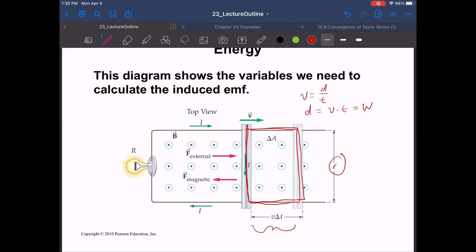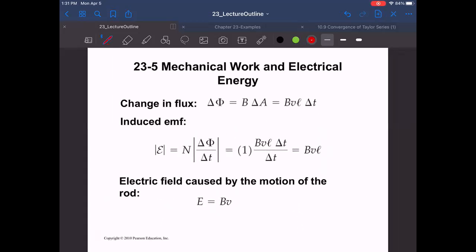Those two things multiplied together, V delta T, tell us the change in area. Then we can figure out how much the flux changed and therefore how much EMF is induced. The change in flux is B times delta A, because we're changing the area, not the strength of the magnetic field. So it's B V L delta T, because V times delta T is the width. Our induced EMF, the magnitude of it, is epsilon equals N times the change in flux, B V L delta T over delta T. Those cancel. We only have one turn, so it's just B times V times L.